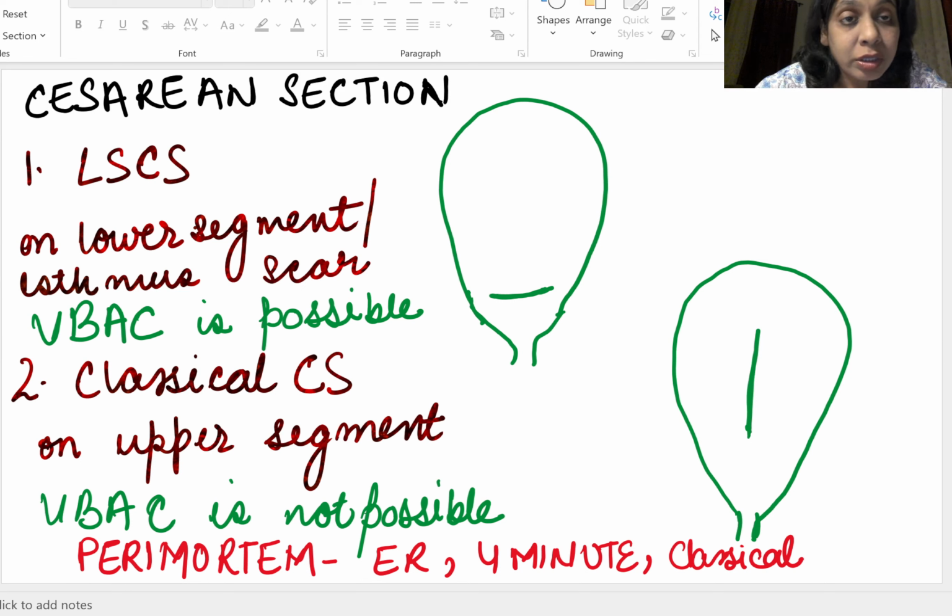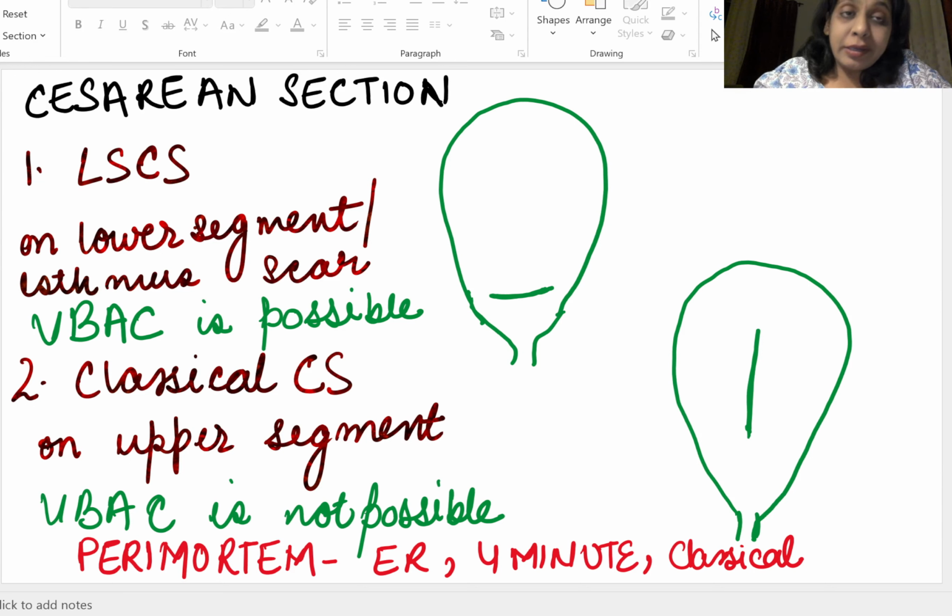So this scar does not rupture, and VBAC or TOLAC, that is vaginal birth after cesarean or trial of labor after cesarean, has a high success rate in the case of the lower segment cesarean section. Okay, as a scar on the lower segment does not rupture again. Now about classical cesarean section. In the classical cesarean section, we give an incision on the upper segment in the vertical direction, and VBAC is not possible because the chances of rupture are very high.